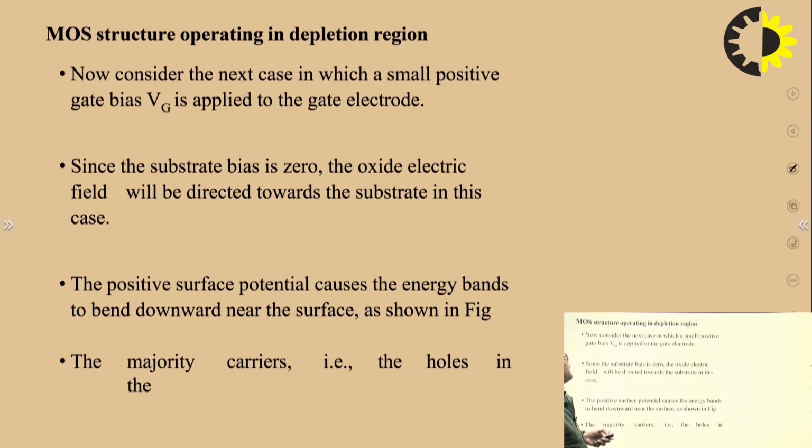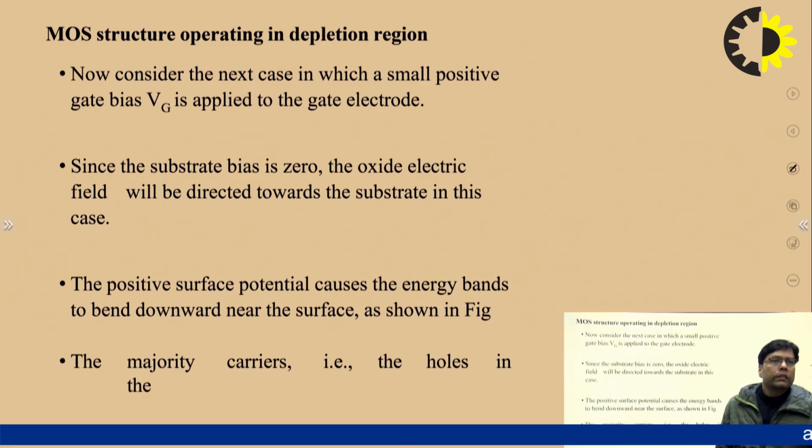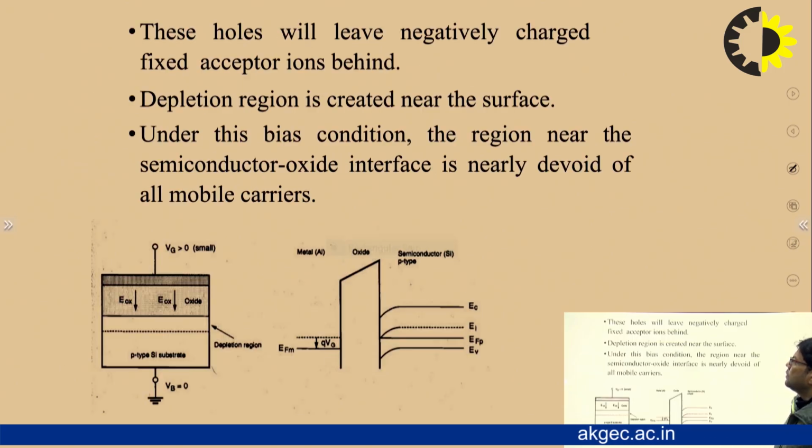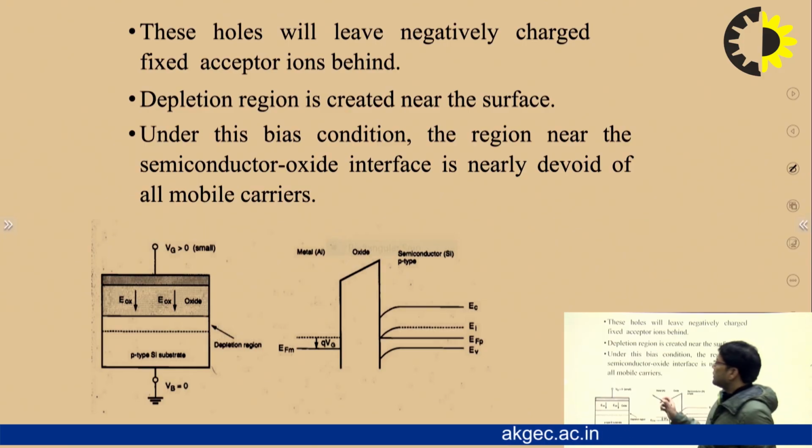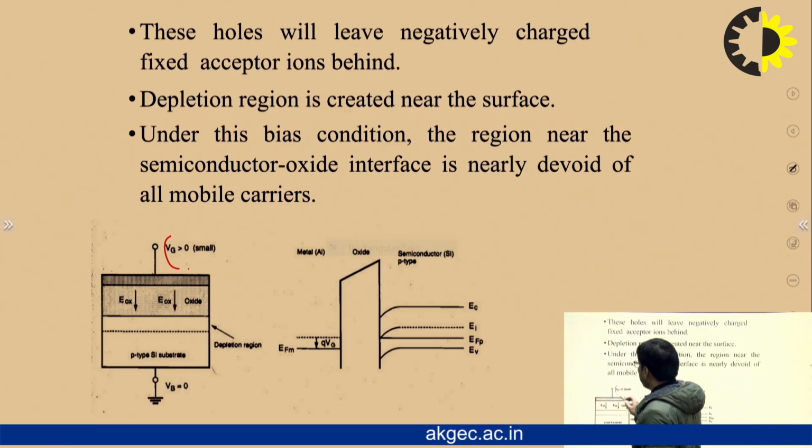Now the second MOS operating region is the depletion region. Considering the next case, since the substrate bias is 0, the oxide electric field will be directed towards the substrate in this case, right? In the depletion case, we need to give some small positive voltage at the gate terminal.